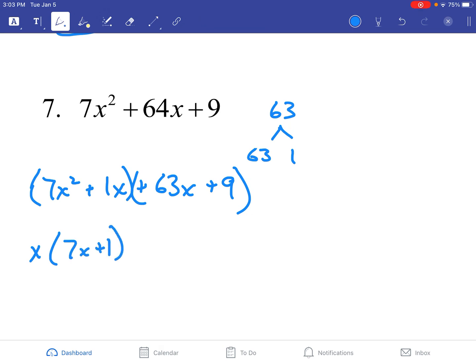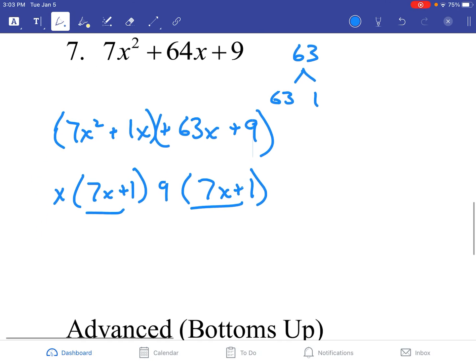Out of 63 and 9, I can take out a 9. I'm left with 7x plus 1. Again, my 2 sets of parentheses are the same, so I know I'm on the right track. I do x plus 9 and 7x plus 1.